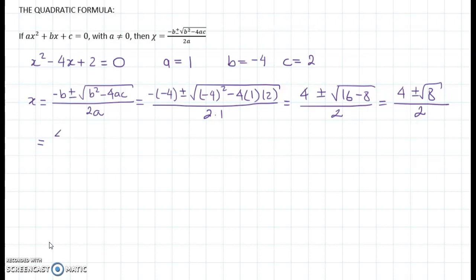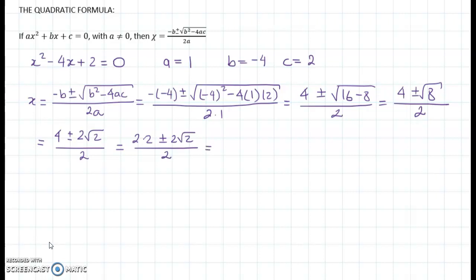So we can write this as 4 plus or minus, and we know that the square root of 8 is 2 times the square root of 2, over 2. So we're going to simplify this expression a little bit. If we have 4, that means we have 2 times 2, and then we have plus or minus 2 multiplying the square root of 2, and all of that divided by 2.